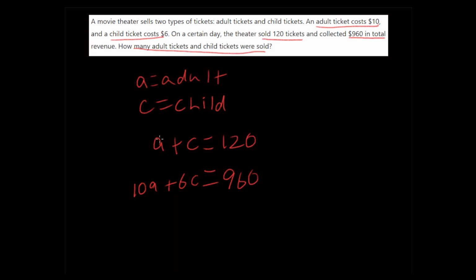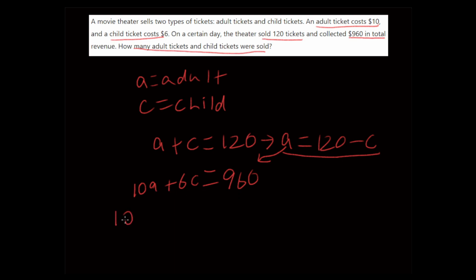Now, as you can see, we have these two equations, and we can use a system of equations to solve this. We can use substitution. We can put one variable in terms of the other in the top equation. So I'll make A equal to 120 minus C. Now that we know what A is in terms of C, we can plug A back into the bottom equation, 10A plus 6C equals 960.